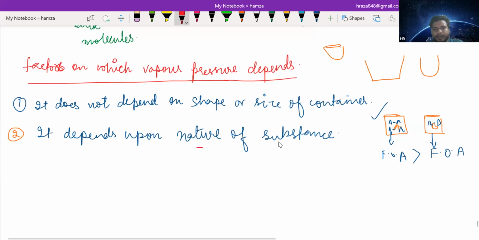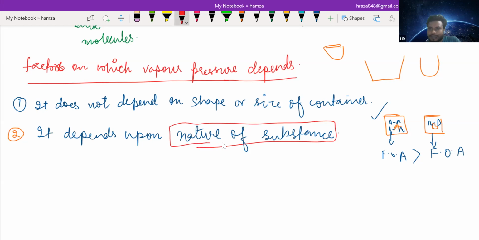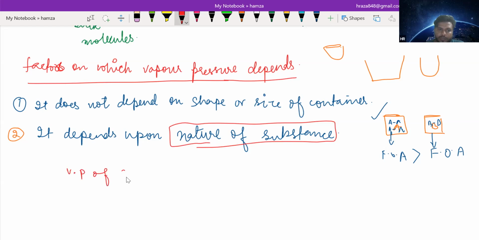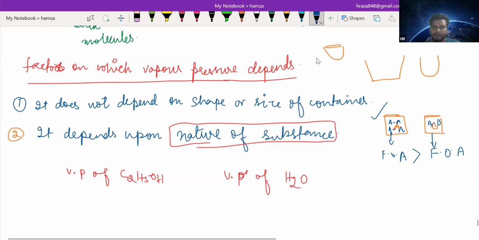Now see, basically it depends upon the nature of substance. That means where the force of attraction is higher, there will be lesser vapor pressure. Can I say this? If force of attraction is higher, that means vapor pressure will be lower. So there is a question: vapor pressure of C2H5OH and vapor pressure of H2O. In the case of C2H5OH and H2O, which one will have higher vapor pressure? What do you think?